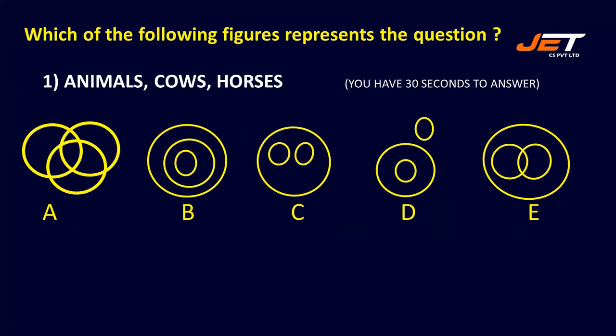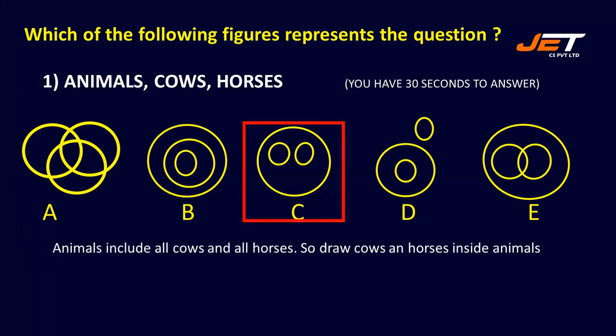Which of the following figures represents the question? The question is animals, cows, horses. We have 5 options, and we have to choose the correct option. And the correct option is C. Let us see how C is the correct option.